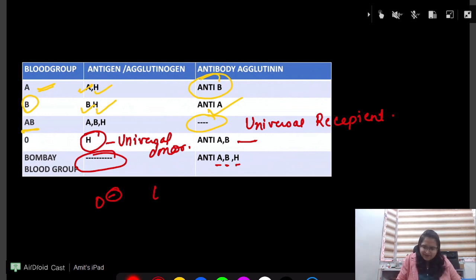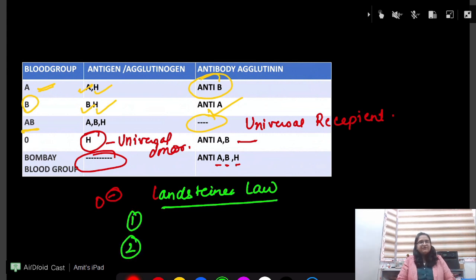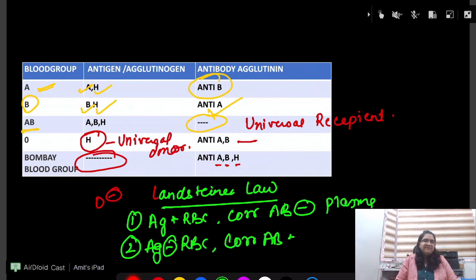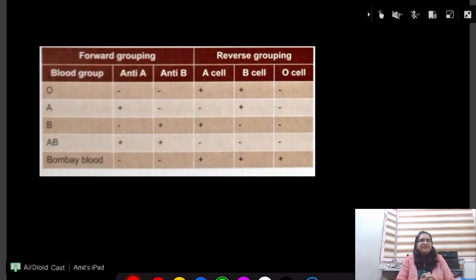So what is Landsteiner law, everyone? This is very important. Landsteiner law. There are two laws which you should know. The first one is, if antigen is present on RBC, corresponding antibody is absent from plasma. Second, if antigen is not present on RBC, then corresponding antibody is present in plasma. Both the laws are followed by the ABO blood group. This second law is not followed by RH blood group. Understood? Okay.